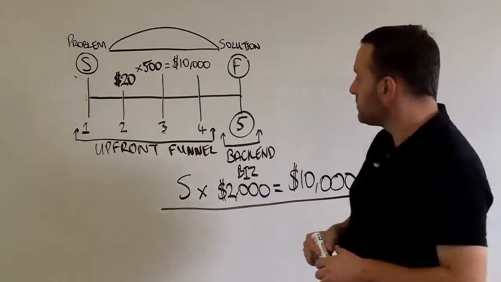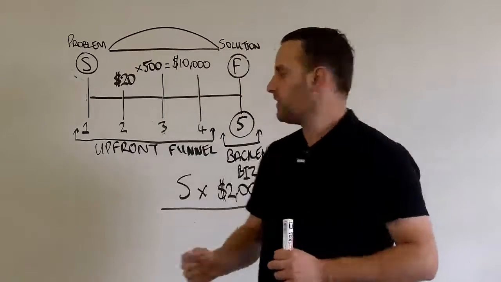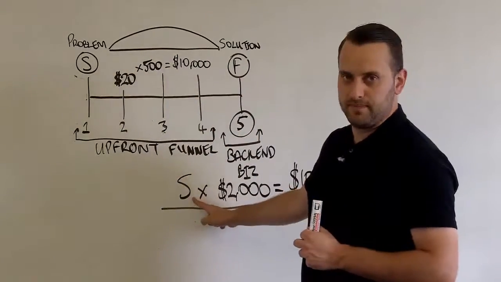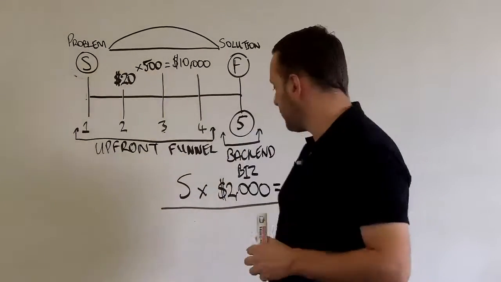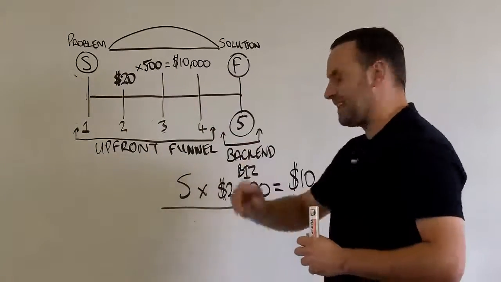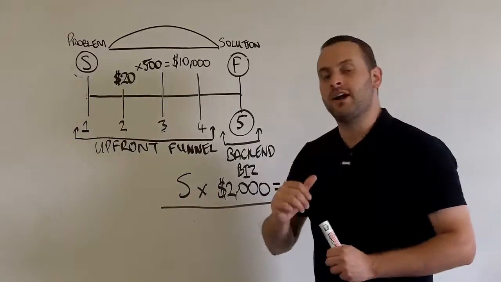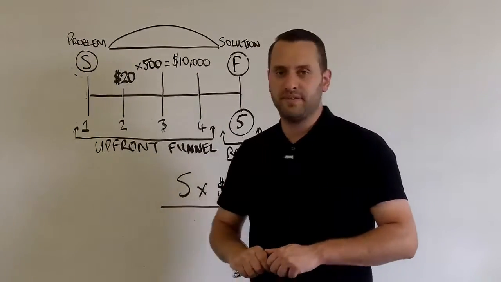So just think about this for a moment. What do you think's easier? 500 people or just 5 people? Now, a rookie mistake would be to think, well, it's easier to sell a $20 product than it is to sell a $2,000 product. But the truth is, if you give the right people the right offer, there's really no difference. Okay, there's really no difference.